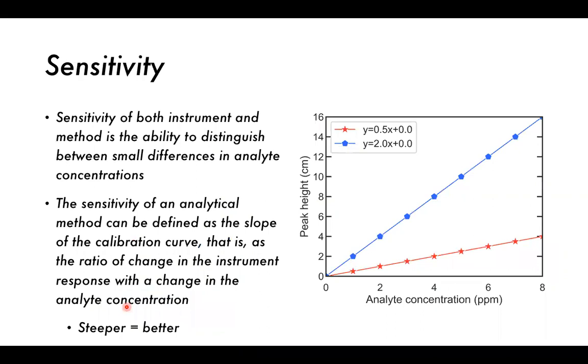So the sensitivity then of both instrument and method is the ability to distinguish between small differences in analyte concentration. So from this one, we can see what happens is the steeper the gradient of our calibration curve, the more sensitive that method is to a particular analyte. So the sensitivity of an analytical method can be defined as the slope of the calibration curve, that is, as the ratio of change in the instrument response with the change in analyte concentration. So the steeper is going to be equal to better. It's going to be more sensitive.